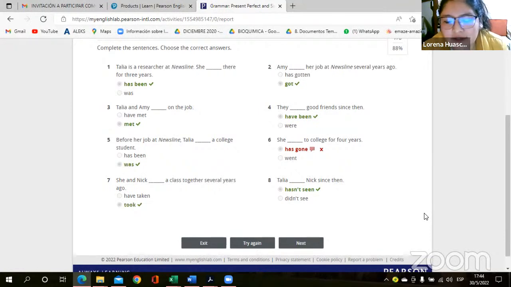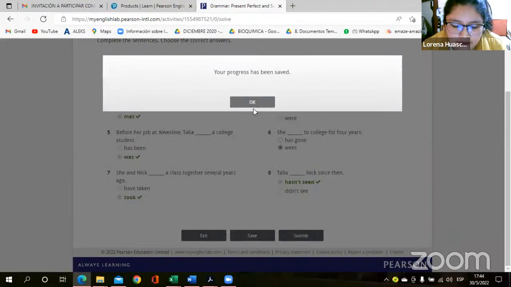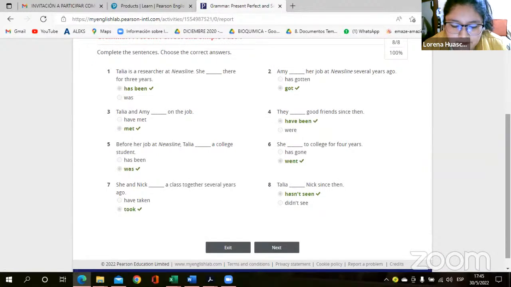Okay, so in the platform, it is programmed that it is in simple past. Okay, she went to college for 4 years. It means that it was in the past 4 years and she was only in the college for those years. Okay, but it is great. So let's correct that part. Okay, so let's go next now.